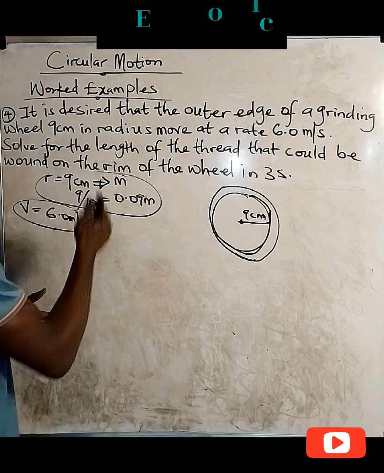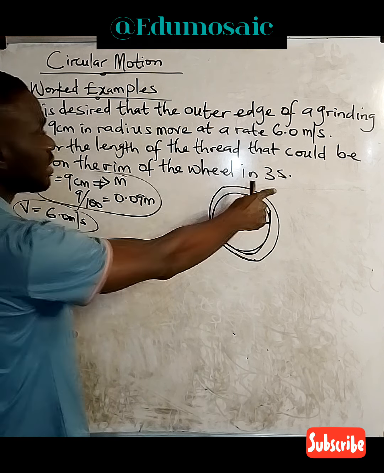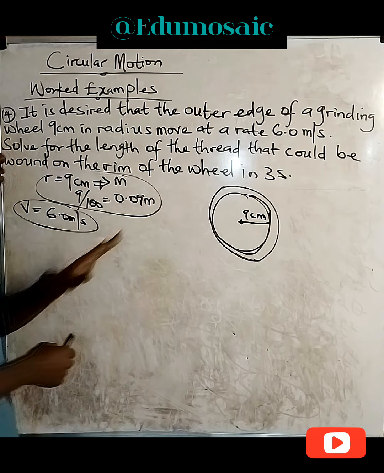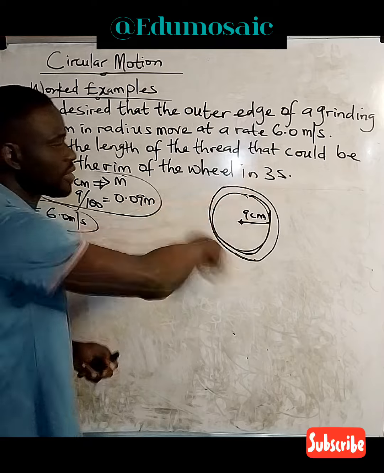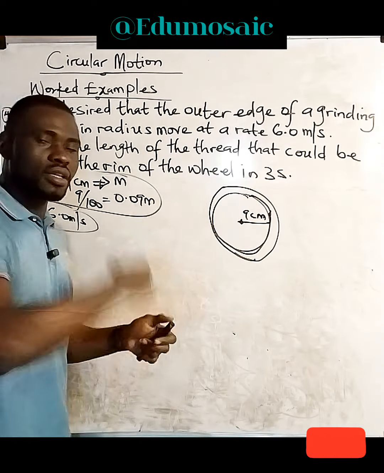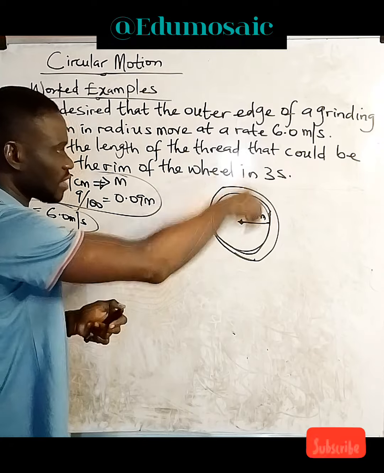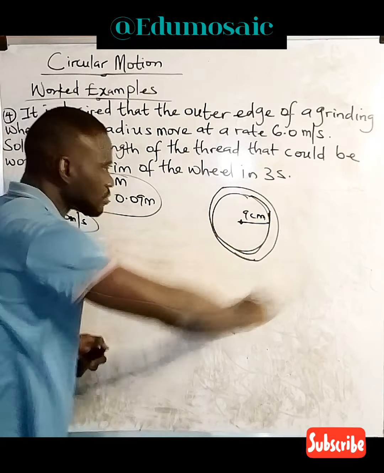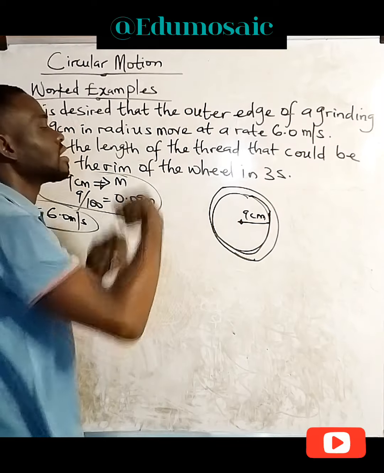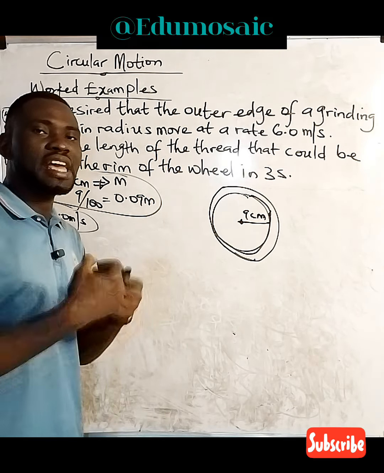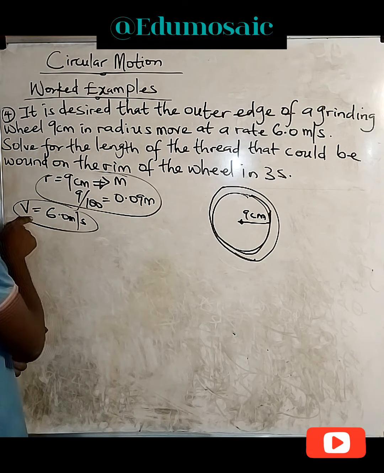Now solve for the length of the thread that could be wound on the rim of the wheel in 3 seconds. Before we go into this, don't forget something. We're talking about the length of the thread that could be wound around this wheel. The length of the thread has to be in meters. As the thread is being wound around the circular wheel, the length of the thread has to be in meters.